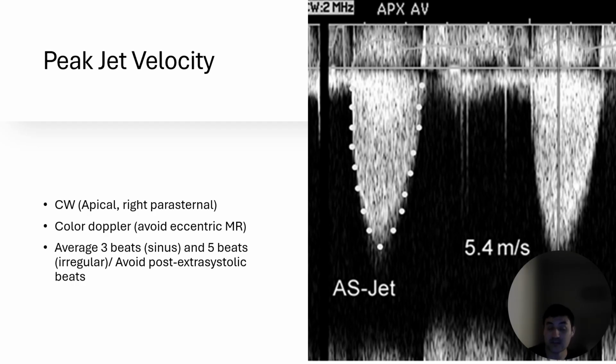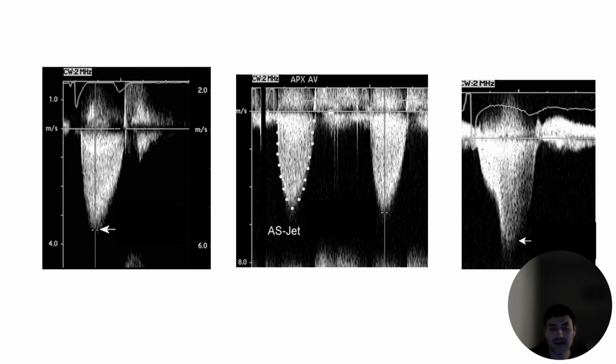Avoid post-extrasystolic beats. Here you have an example of aortic stenosis. You can see 5.4 is severe. This is a continuous wave Doppler, because you're trying to measure the highest velocity. Now, you have 3 examples here, 1, 2, and 3. You see they are a little bit different, right? Here is more triangular, here is more rounded, and here it looks like it's peaking later on. So just seeing those figures, you can already get a sense of which one is severe aortic stenosis and which one is not.